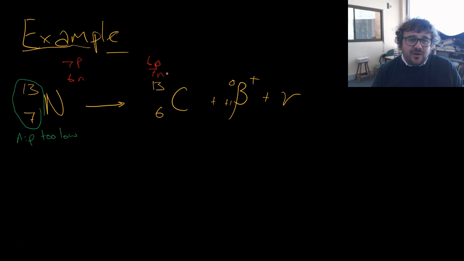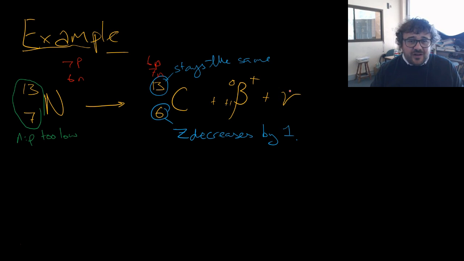And while we do this, it also releases the beta positive particle and the neutrino. Sorry, not the anti-neutrino, the neutrino. So the atomic mass stays the same, and Z decreases by 1.